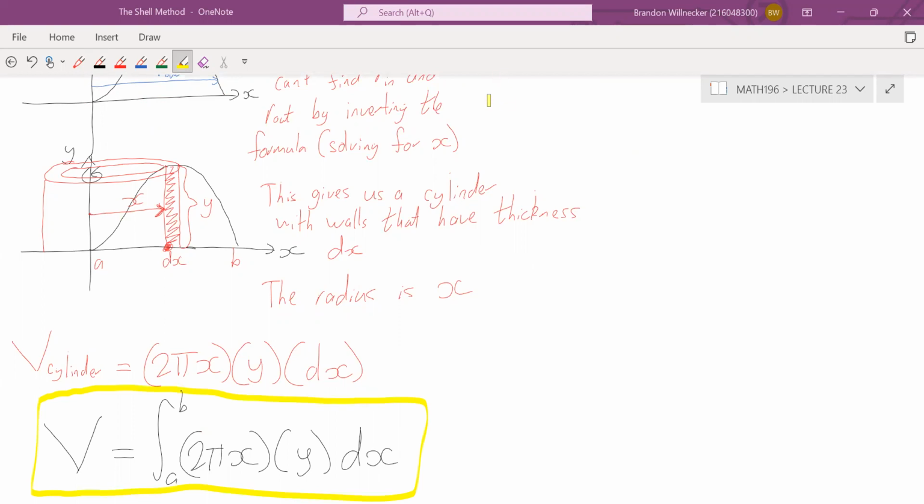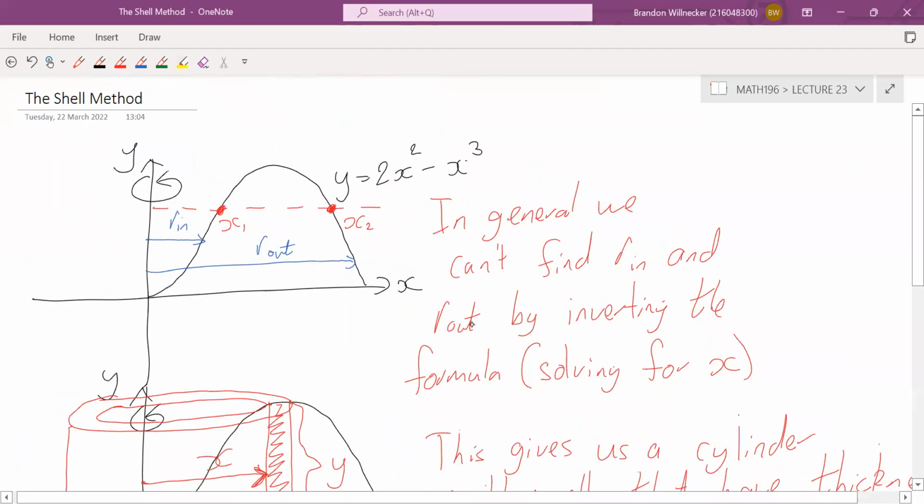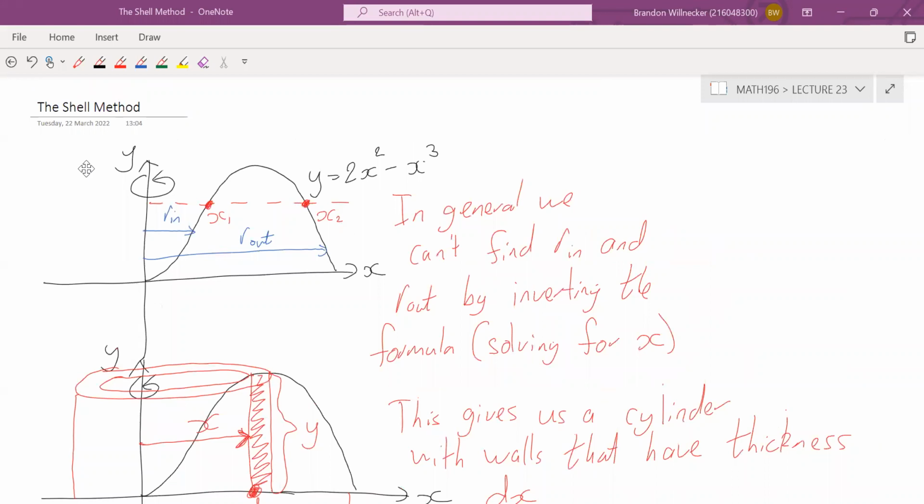Okay, sure. So we've got this curve here, y is equal to 2x squared minus x cubed, and we're rotating around the y-axis. That's going to give us some sort of shape. Now, from your past experience with the washer method, you might think if we can solve for x1 and x2, then that will give us the inner radius and the outer radius. That's what we used for the washer method.